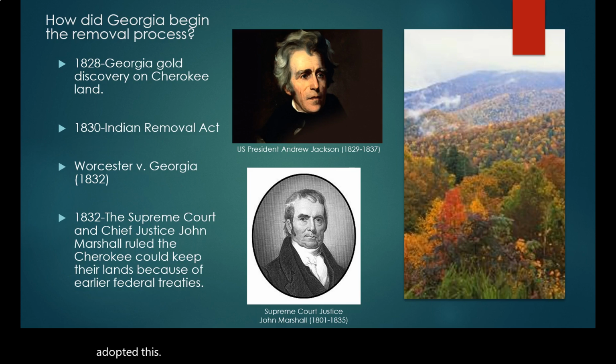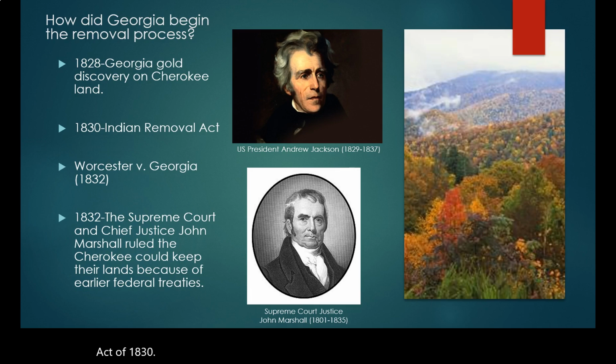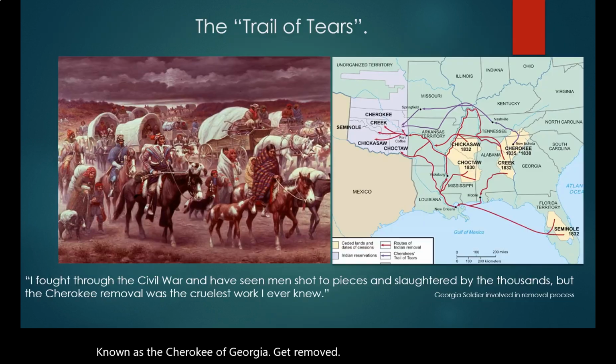How do we get to Indian removal? In 1828, Georgia discovers gold in Cherokee land, Cherokee territories. So by 1830, U.S. President Andrew Jackson, with the support of the U.S. Congress, signs into law something called the Indian Removal Act of 1830. And eventually the people known as the Cherokee of Georgia get removed into Oklahoma. You may know this as the Trail of Tears.